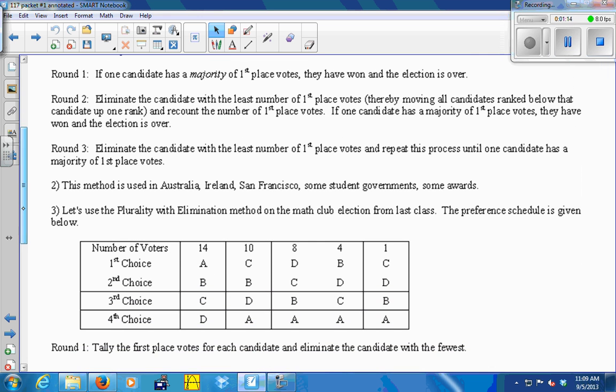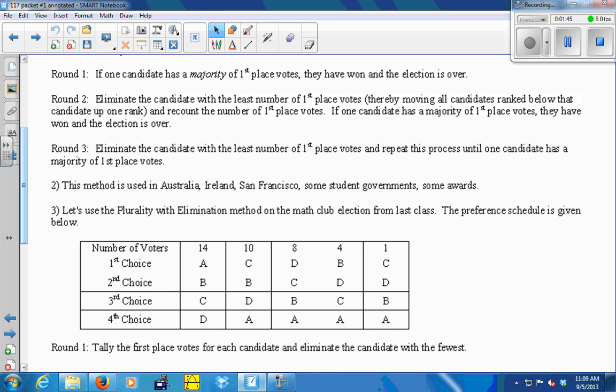So in round one, if one candidate has a majority of the first place votes, and what was majority again? More than half, right? If anyone has more than half the votes, they win and the election's over. We just stop right there. If no one has a majority, we go to round two, where we eliminate the candidate with the least first place votes. So whoever has the least first place votes just gets kicked out. They have no chance of winning, get them out of here.